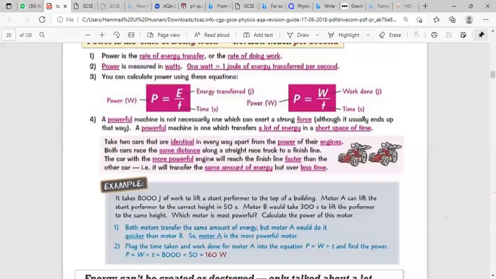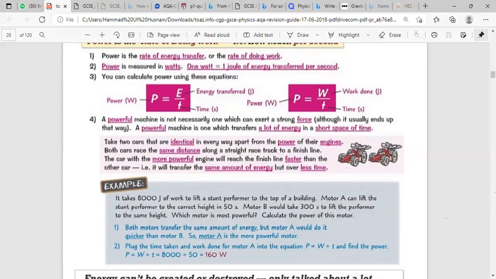Take two cars that are identical in every way apart from the power of their engines. Let us consider that we have two cars which are the same in every other aspect except that their engines have different powers. Both cars race the same distance along a straight race track to the finish line. Both cars are in a race and they have the same distance to cover.